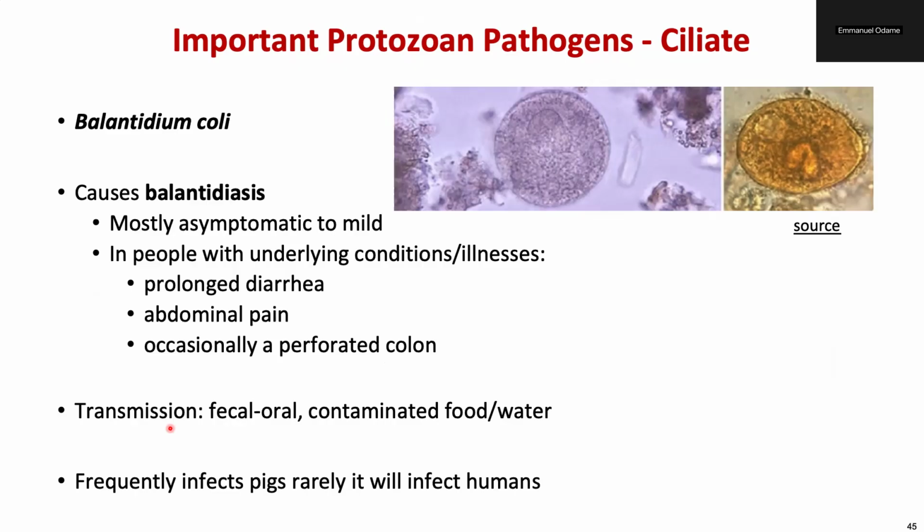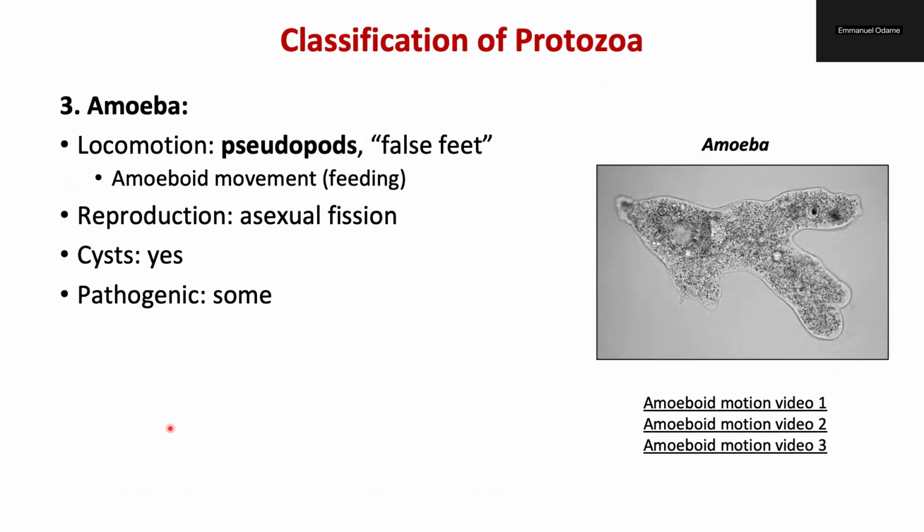I'm not saying for that reason don't eat pork. All pork that comes on the shelves is nicely inspected and clean. So the next category is amoeba, and their mode of movement is through pseudopods, basically false feet, as we discussed earlier on. Their reproduction is through asexual fission, and it also includes the cyst.